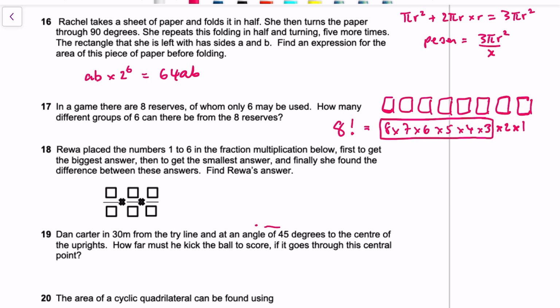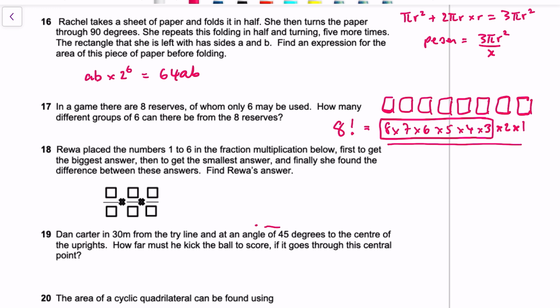But then we need to think about, a lot of them are going to be the same group, like they're going to be the same people in the group, just in different positions, and we don't want those to double count. So once we've done that, we need to divide by the number of ways that 6 can be arranged. So I'm going to divide that there by 6 factorial, which is the number of different ways 6 people can be arranged.